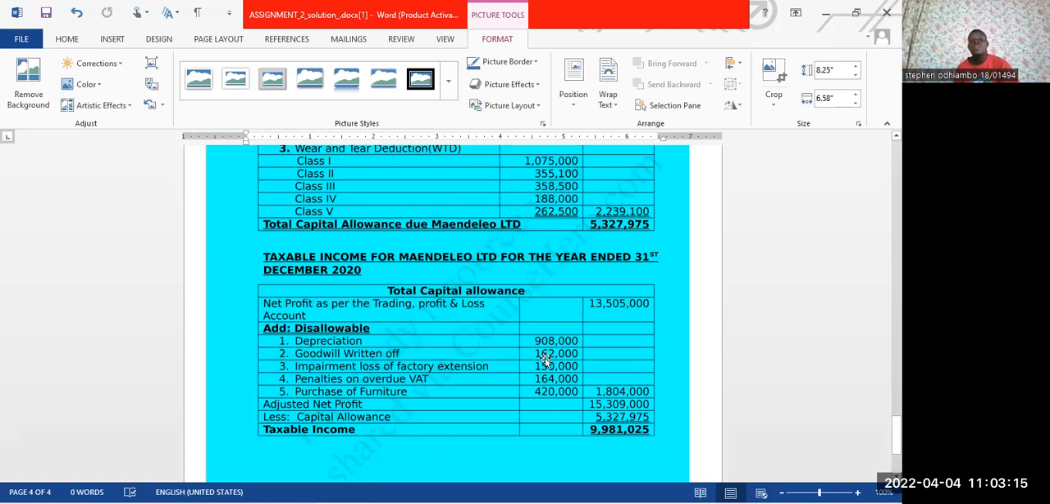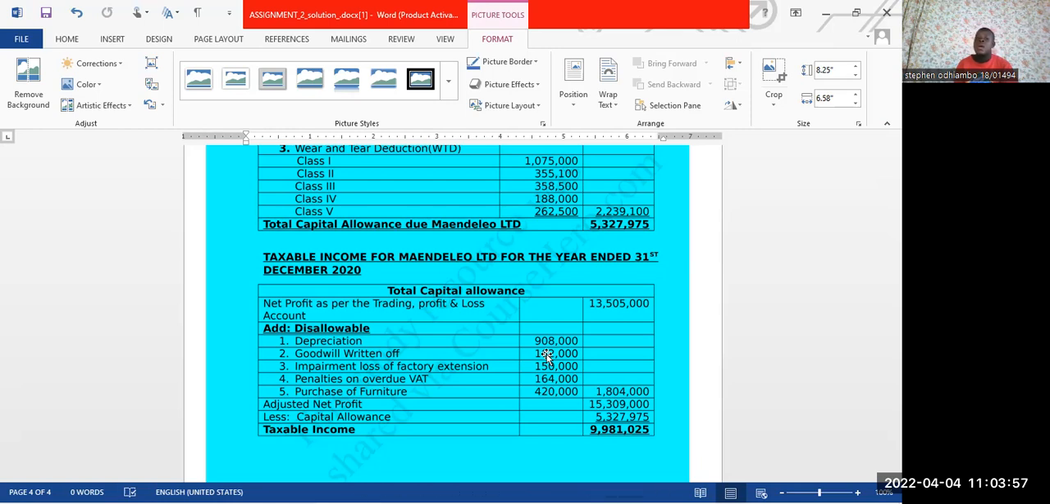And remember, not all items above there are disallowable expenses. There are allowable expenses and disallowable expenses. And for now, you are supposed to be knowing what disallowable expenses are and what allowable expenses are. So depreciation is a disallowable expense. You go to your table, you know depreciation is disallowable. You check depreciation at which amount, 9 or 8. Goodwill written off, you do the same. Impairment loss on factory extension, then you have penalties of VAT, then you have purchases of furniture, then adjusted net profit.